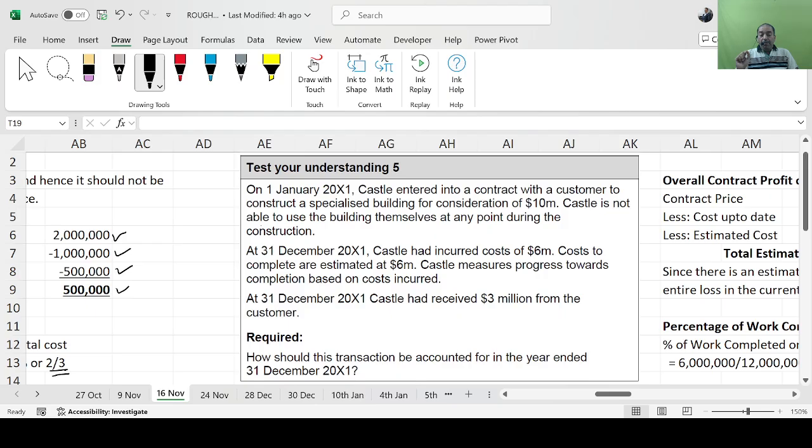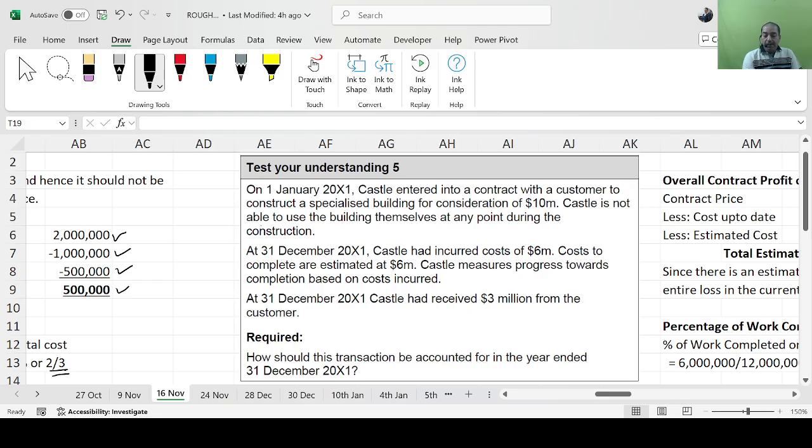Castle is not able to use the building themselves at any point during the construction. That means it is not having any alternative use for the entity. That was one of the points that we said. No alternative use. On 31st December 20X1, Castle had incurred cost of $6 million.